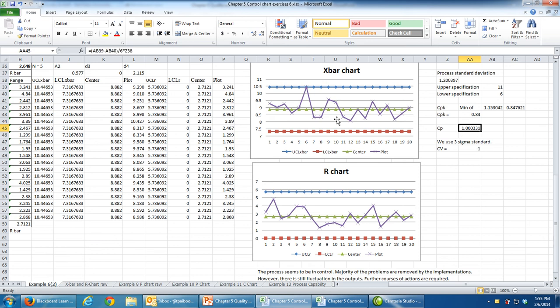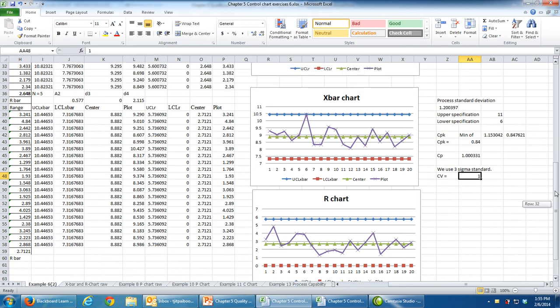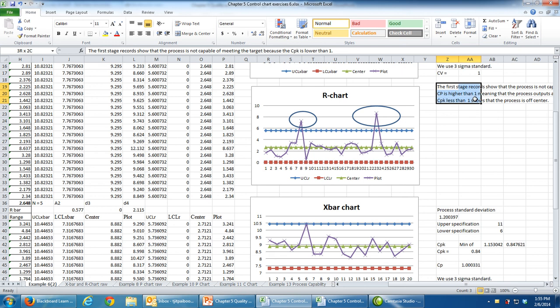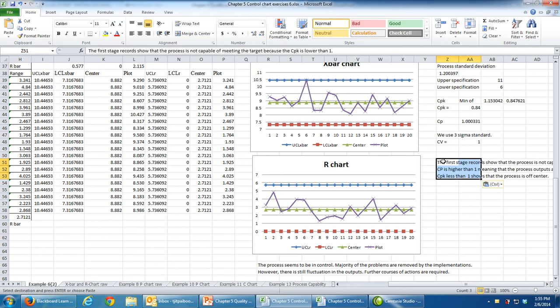Okay, for the upper and lower, the formula stays put. It seems to me the same solution still applies, so I can copy that. Okay, the second stage. The record shows the process is still not capable. Okay, CP is still higher than 1, and CPK is still less than 1.